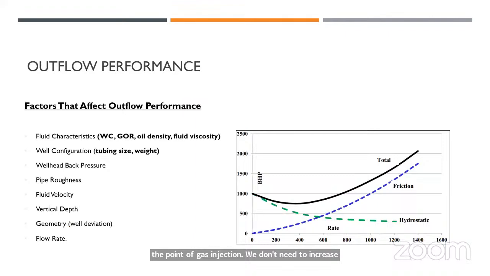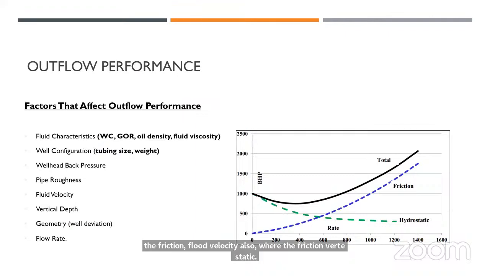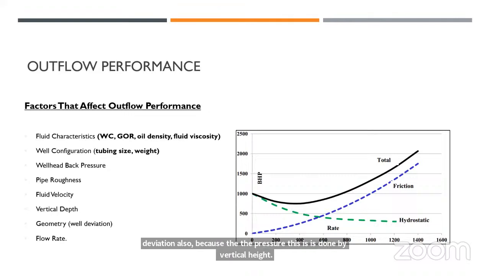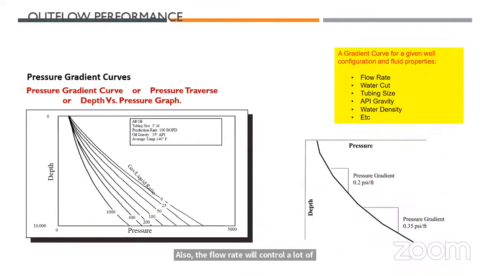Factors that affect outflow performance are, as we said before, the fluid characteristics and the back pressure, because the component of tubing head pressure is major for us. Pipe roughness controls the friction, and fluid velocity also affects the friction. Vertical depth sets the hydrostatic pressure, and well deviation also affects the hydrostatic pressure, because the pressure depth is determined by vertical height. Also the flow rate. Flow rate will control a lot of factors for the outflow performance relationship.